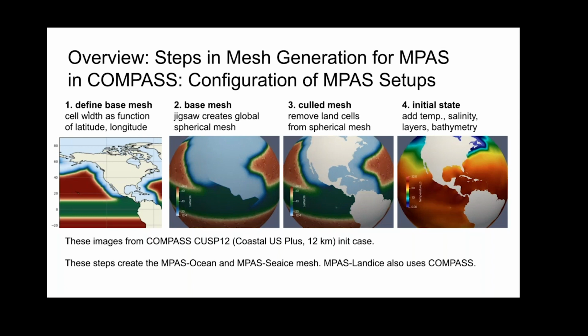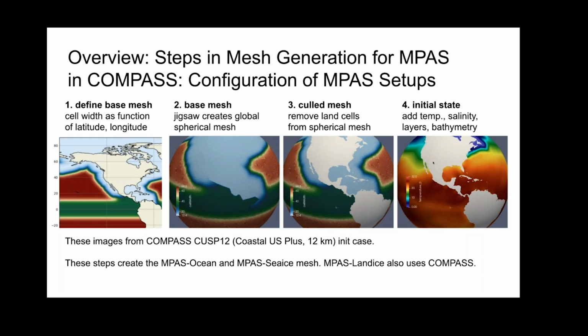And then from there, Jigsaw as an input takes this simple cell width function and does the hard work of the whole process, which is to create the Voronoi tessellation. And that's what we see in the second image here. Then there are a number of things that have to happen for the ocean and sea ice meshes to remove the cells that are fully land. So that's culling the mesh.